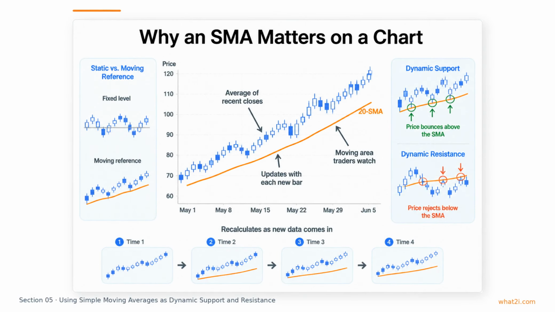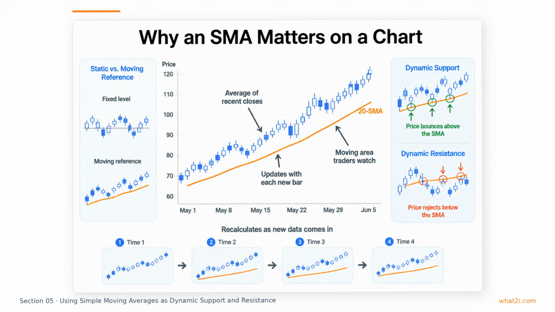A simple moving average, or SMA, gives you a moving reference point rather than a fixed horizontal level. It is calculated from recent closing prices and updates as each new bar forms, so it changes with the market. That makes it useful for following the path of a trend instead of anchoring your analysis to one static price. In an uptrend, an SMA can behave like a moving floor where pullbacks may find support. In a downtrend, it can act more like a moving ceiling where rallies may struggle. This is why many traders watch SMAs closely. They help translate recent price behavior into a line that can guide structure and context.